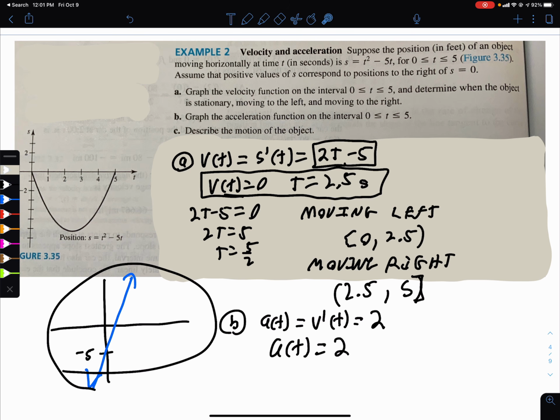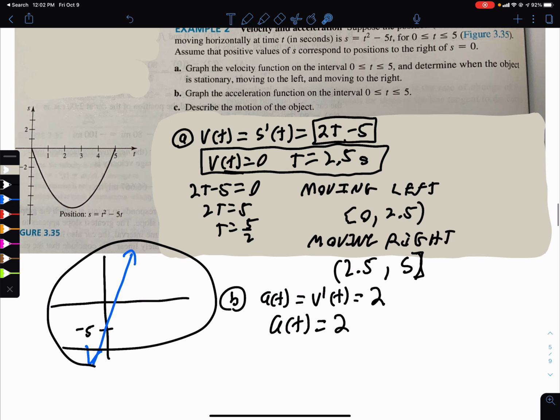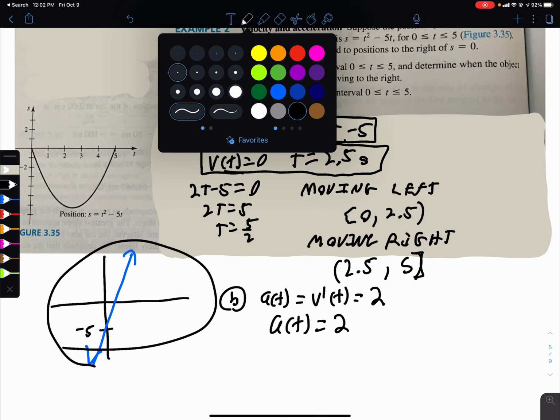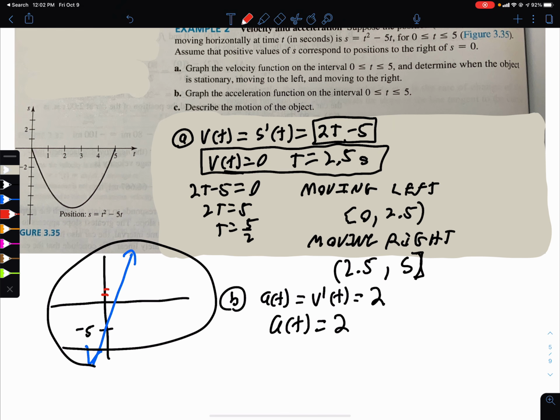That means every second the velocity changes by 2. So every second you move over, the velocity is 2 bigger. In 1 second, the velocity increases by 2. That's what that means. Graph that. I'll graph that in red. We'll do 2 there. That's the acceleration function.